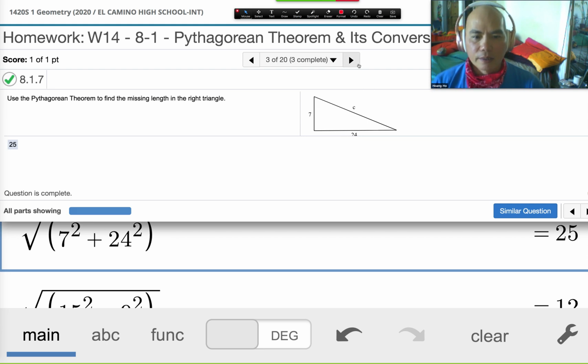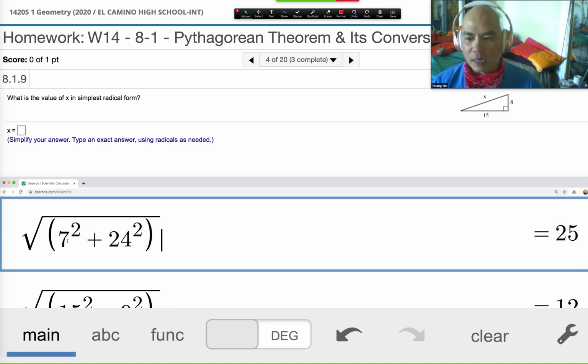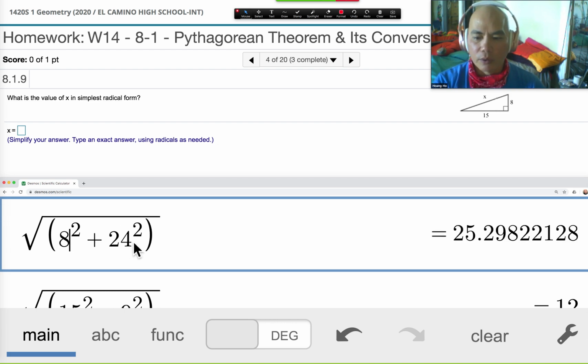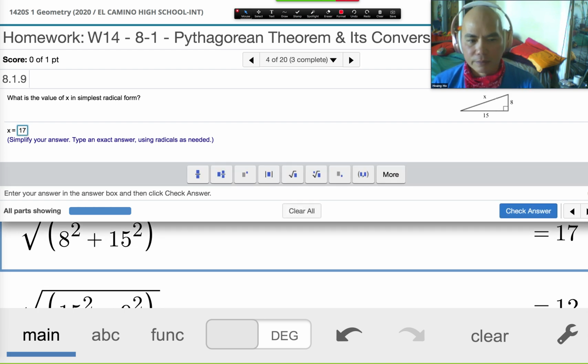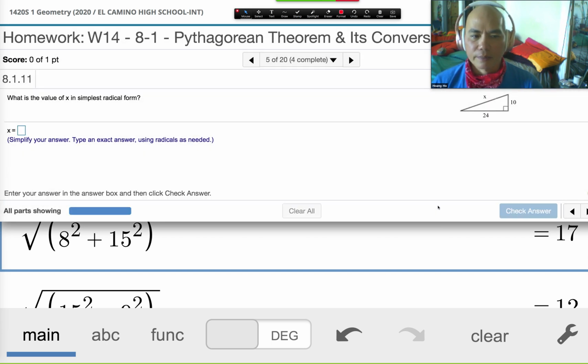Move on to question number 4. Again, you're looking for the hypotenuse. So I go back over here and change to 8, and change 24 to 15. 8, 15. It comes out exactly 17. Check my answer. Move on to question number 5.